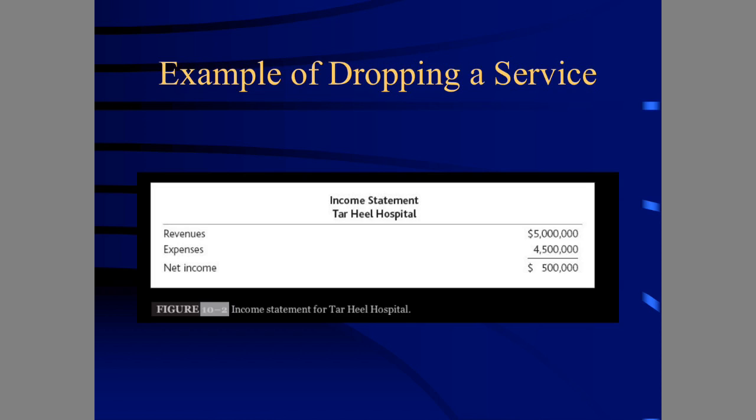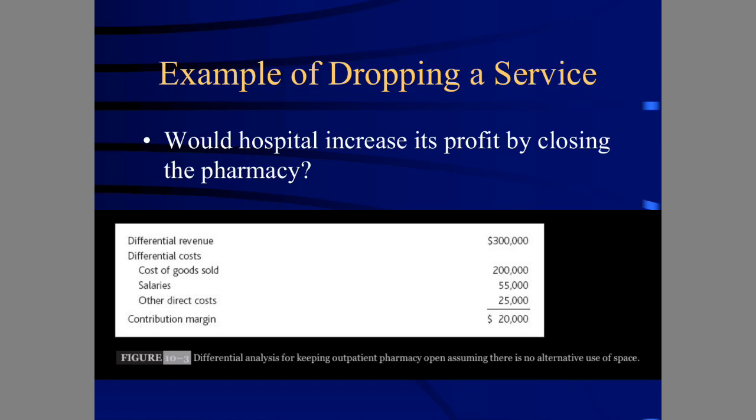They're going to have no alternative use for the space. Can they get rid of some of those salaries? Will they have to incur some of those salaries? And what will those expenses be? All of these costs, the cost of goods, salaries, and other direct costs, would be eliminated if the pharmacy was closed. So if they close the pharmacy, the hospital is going to see a net income of $500,000. But would the hospital actually increase its profits by closing the pharmacy?